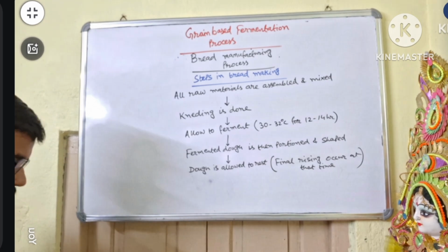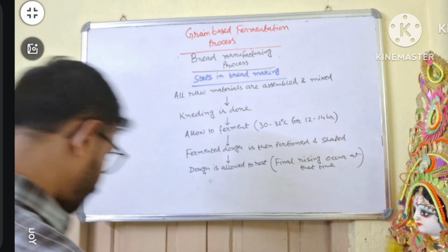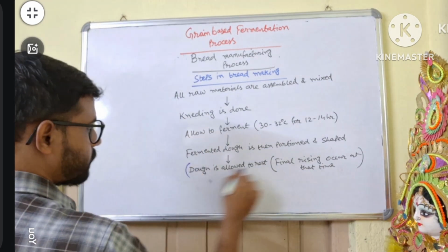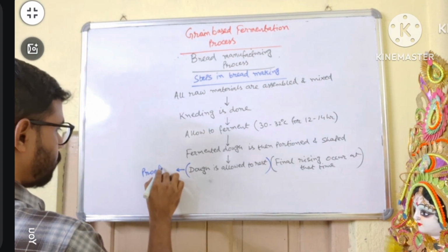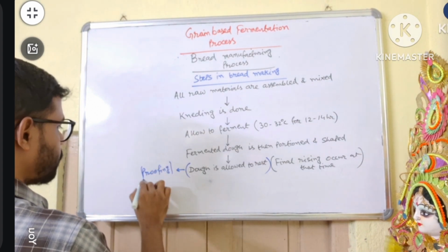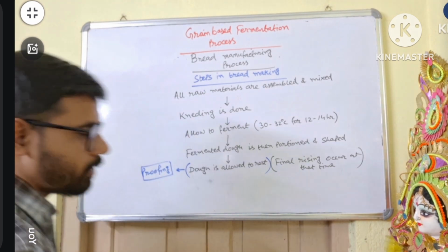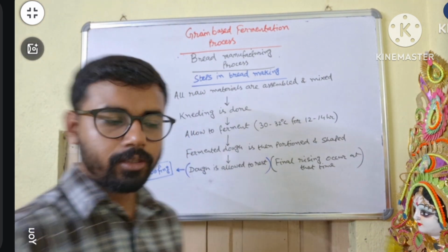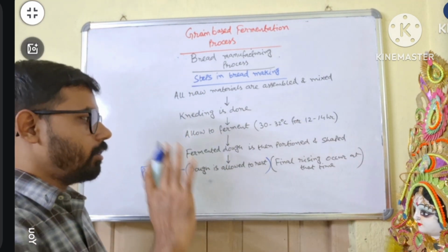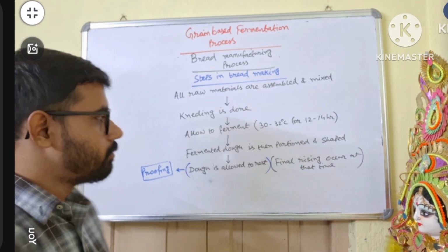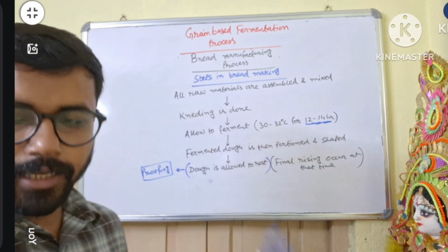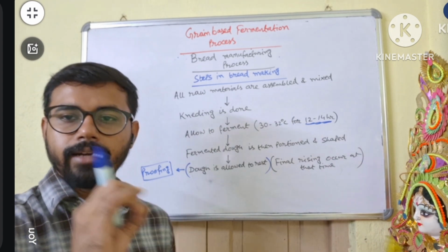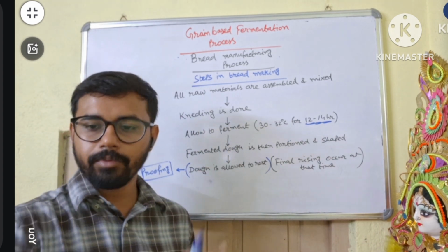And this step is called the proofing step. Proofing means allowing the dough, after portioning and shaping, to be kept for some time for the final rising, because the maximum leavening reaction was done during the 12 to 14 hours of rising. The final rising occurs in that shaped portion.